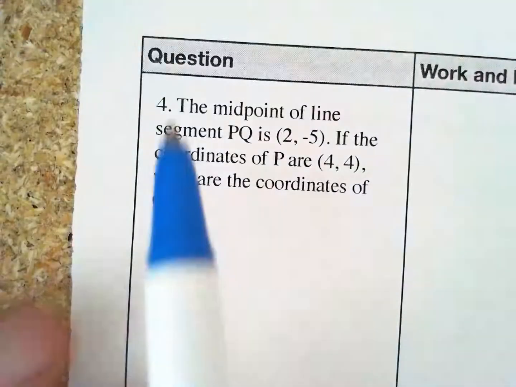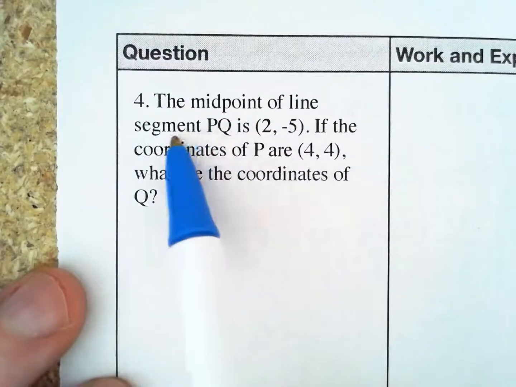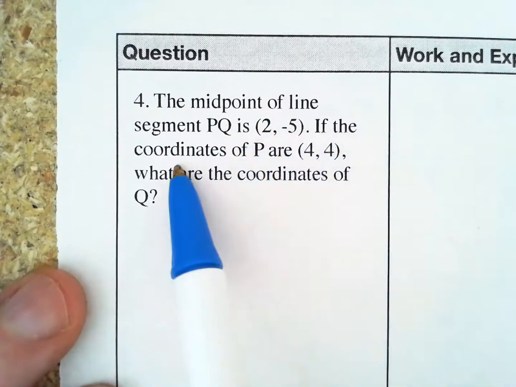This is question number 4 on geometry homework number 7. The question says the midpoint of the line segment PQ is (2, -5). If the coordinates of P are (4, 4), what are the coordinates of Q?